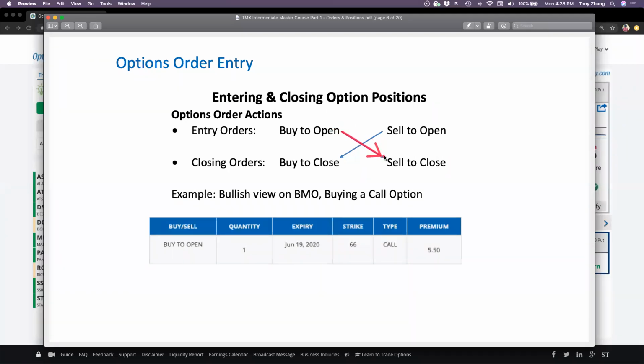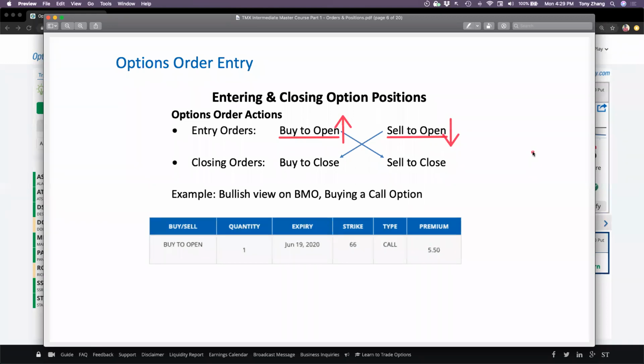So if you buy to open, to get out you would have to sell, but you can't just sell. You have to specify sell to close. So if by accident you enter the order using a buy to open order, and then to close it, instead of selling to close, you accidentally close it with a sell to open, what will end up happening is you will effectively be both long and short that position at the same time.